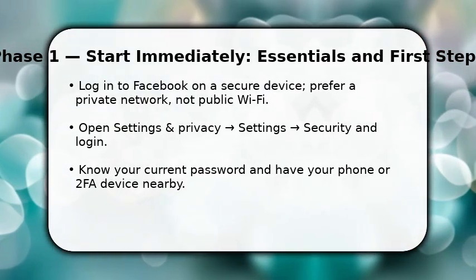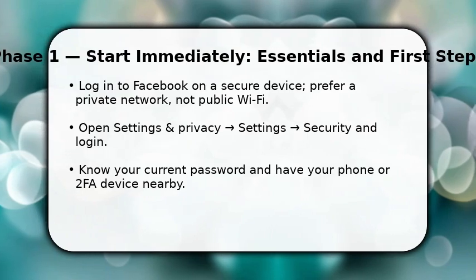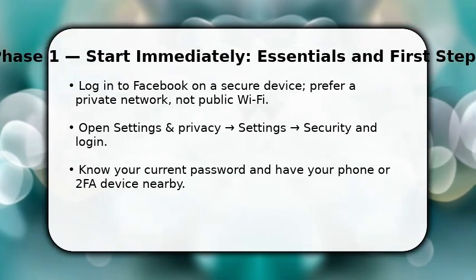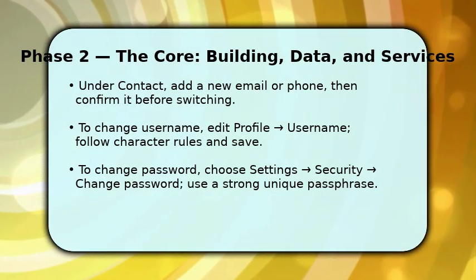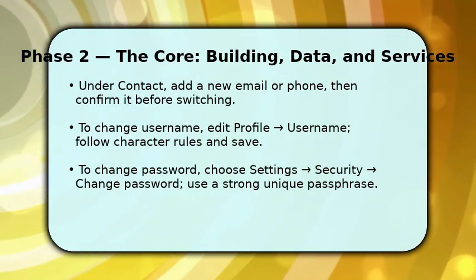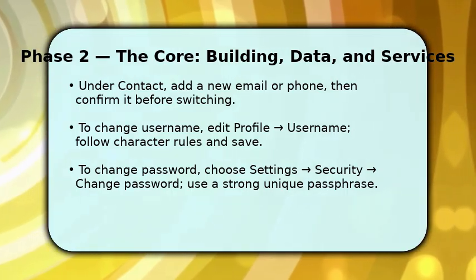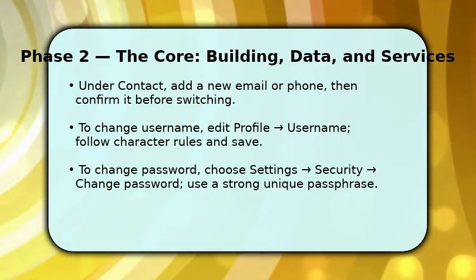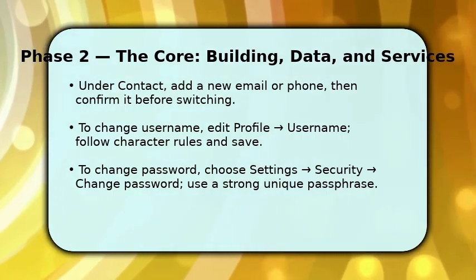Once done, you'll be ready to add or edit contact methods and move immediately to changing your ID or password. You'll add a new email or phone first, because Facebook often requires a confirmed recovery contact before letting you change your ID. Once the new contact is verified, edit your username under your profile or account settings. Facebook enforces length and character rules, so pick an available, simple ID.